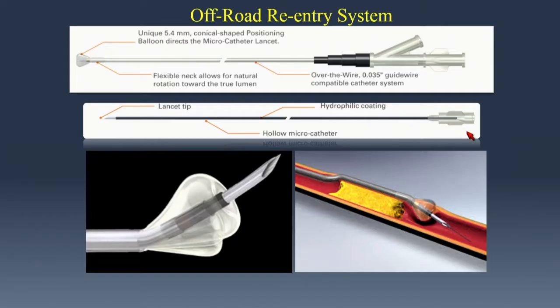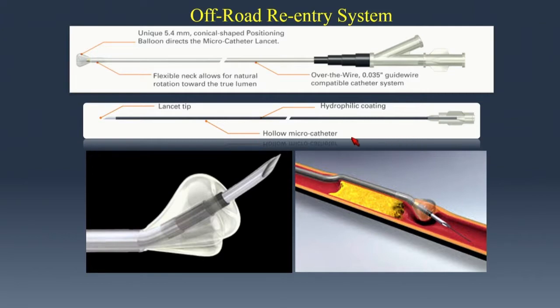This is the Offroad. We started using that in our lab recently. It works really very nicely. It's an 035 guide wire compatible catheter. The tip of it is a balloon that is conical shaped. Once you inflate that, it positions itself very nicely toward the lumen.